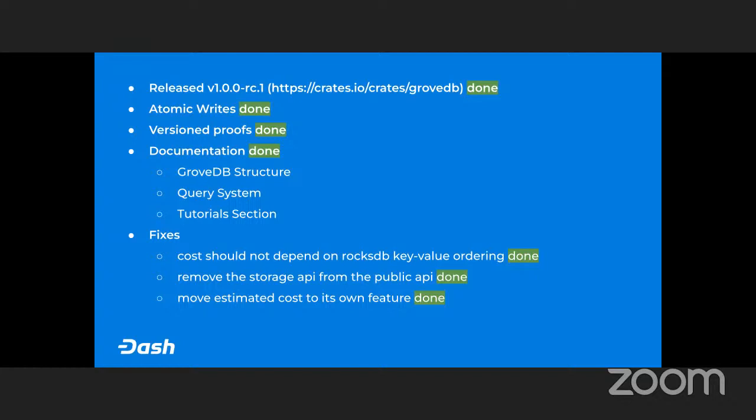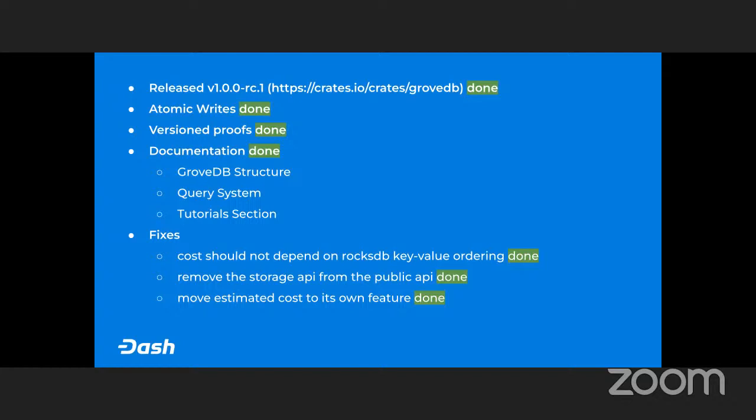Then we also came across some bugs that we fixed. One of them was the fact that the cost was non-deterministic. So the underlying key value pair ordering on the RocksDB layer was somehow making the cost different. This was a very hard bug to find, but then once we found it, the patch was really easy to make. So that has been fixed also.